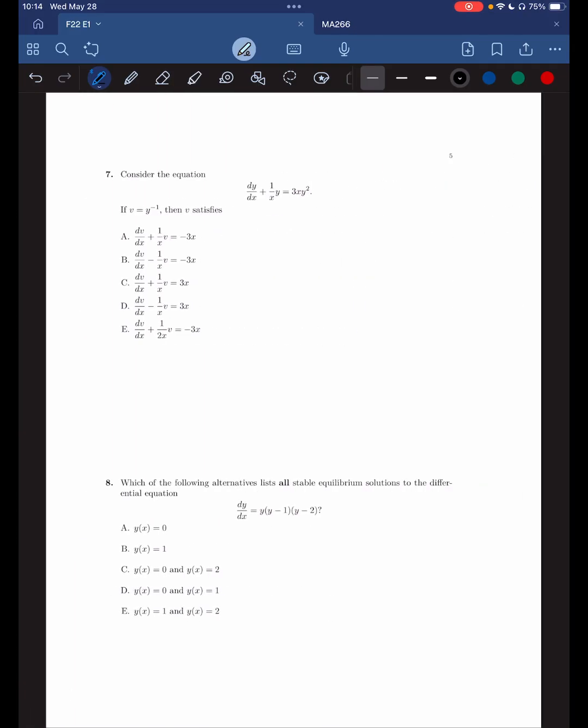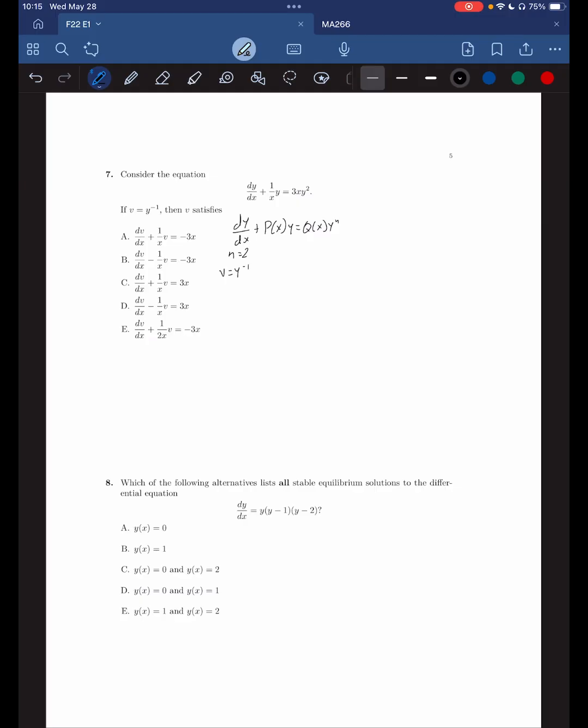This is a Bernoulli's because it follows the classic form, which I will write down once again, just real quick, which is just dy dx plus p of x y equals q of x y to the n. Here n is equal to 2. And it can't be 0 or 1, as per usual. So we're given that v is equal to y to the minus 1.